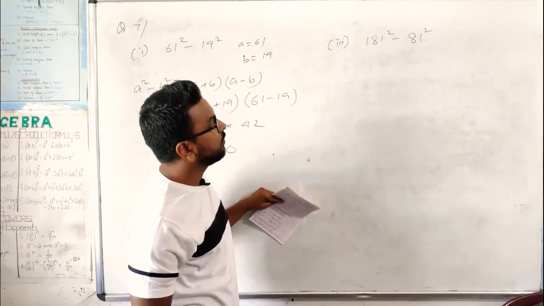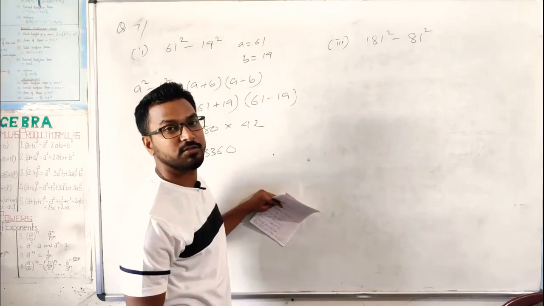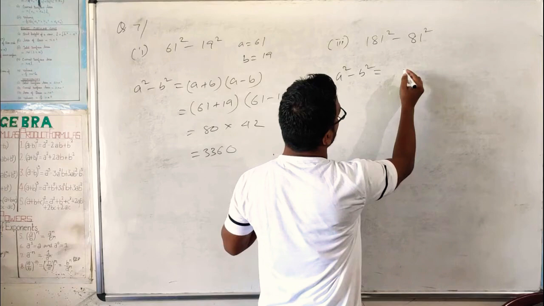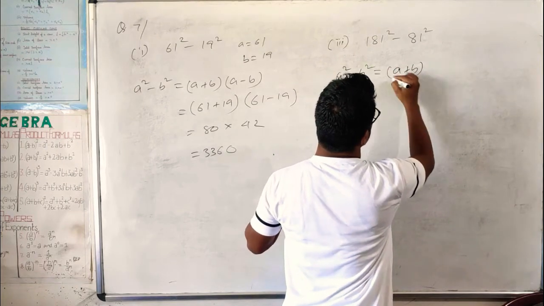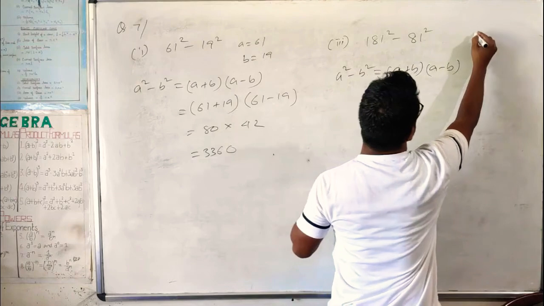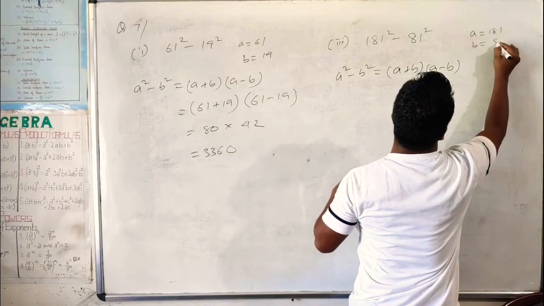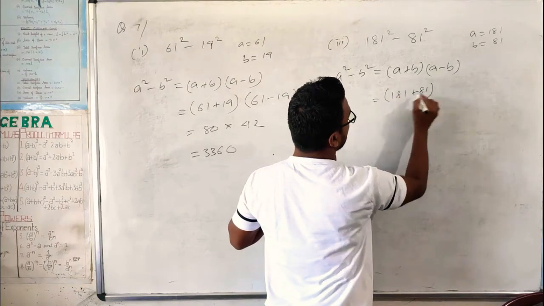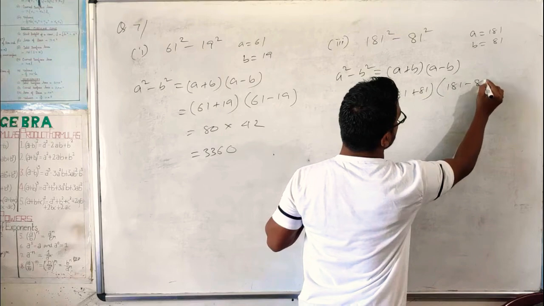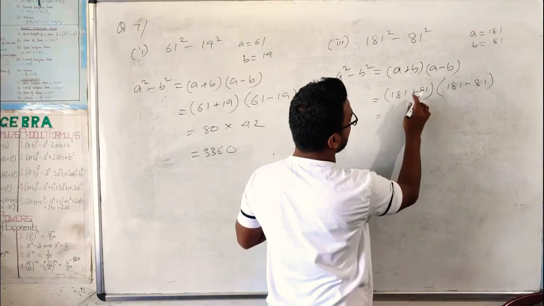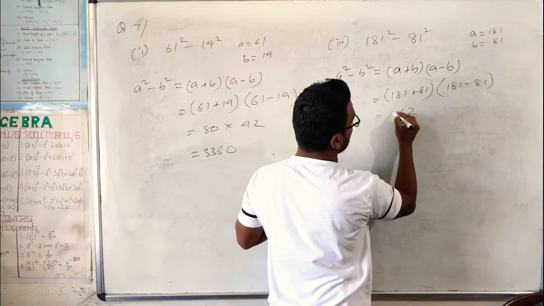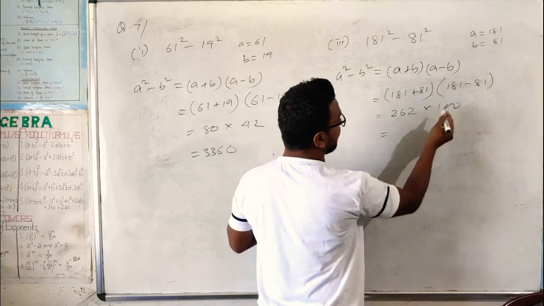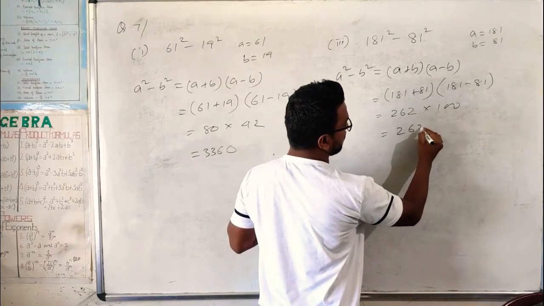Next one is given: 181 square minus 81 square. That will also follow the same thing, the a square minus b square formula. So the formula is a plus b, a minus b. Here a is 181 and b is 81. So you just replace it: 181 plus 81 into 181 minus 81. If you add this one, it will be 262 into, if you subtract this one, you will get 100. So if you multiply with 100, it will become 26200.